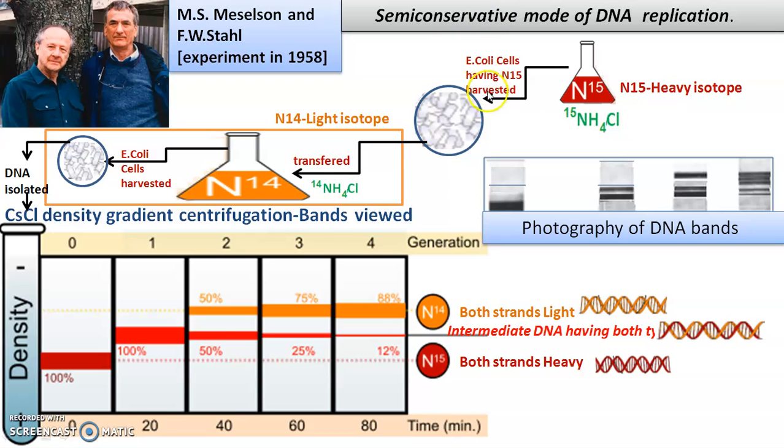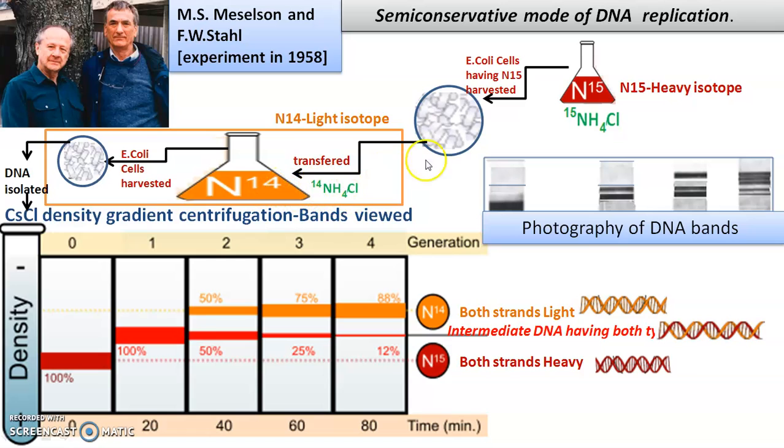So such cells were harvested from the N15 media, and they were transferred now to a lighter isotope. The source of that nitrogen with light isotope was NH4Cl. This can be an important question: what is the source of nitrogen for the experiment? To have the light isotope, it is NH4Cl with N14.